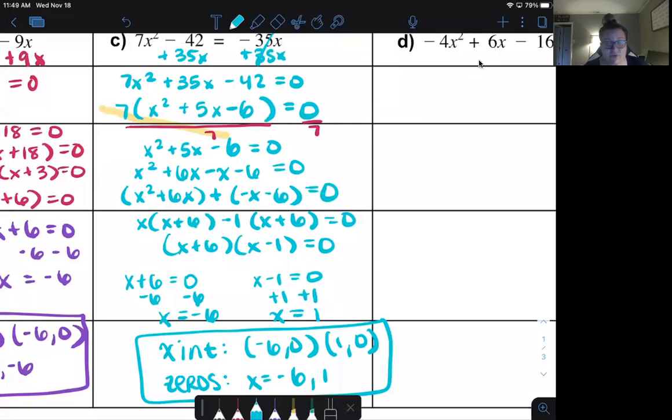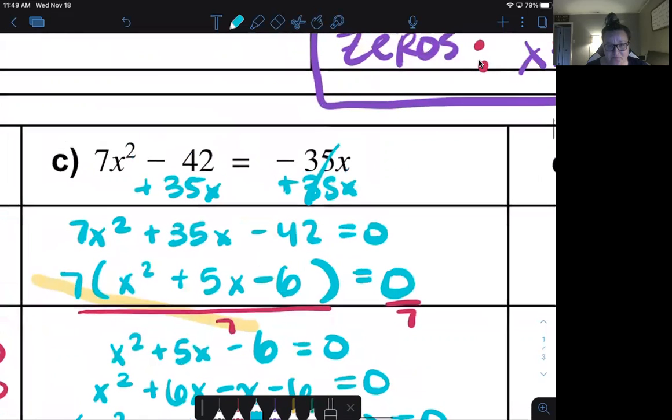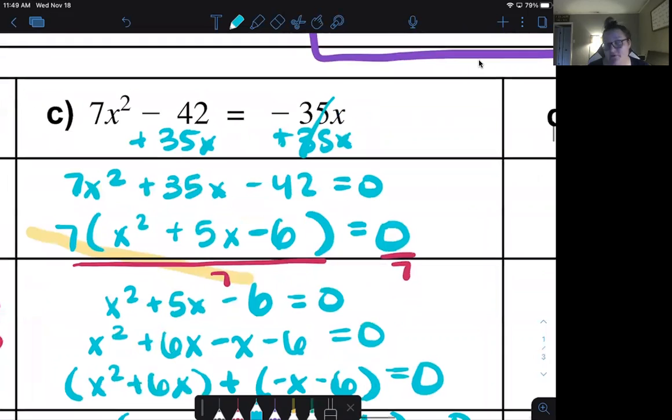All right, so as you can see for my work, I went ahead and added 35x to both sides. I got 7x squared plus 35x minus 42 equals 0. I noticed I had a GCF of 7. I factored that out, and then I divided both sides by 7 at that step so I could just get rid of it and not have to deal with it anymore.